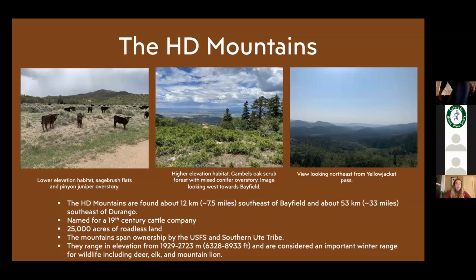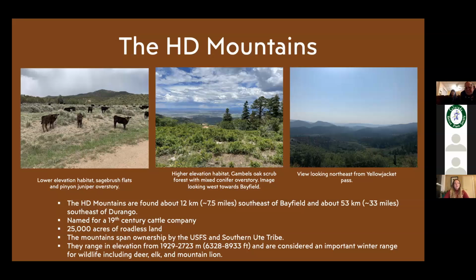There are only a couple of roads, and some of them go up through Ute land, which you can't access easily. You need to get permits on Ute land, which is difficult. The big main road is Spring Creek Road, and it's still a pretty rough road, which makes it difficult. The HD Mountains are about 33 miles southeast of Durango. The HDs, which is a weird name, was named for a 19th century cattle company. If you search the HD Mountains on Google, you'll just come up with high quality pictures of mountains, so it may be tricky to find what you're looking for.